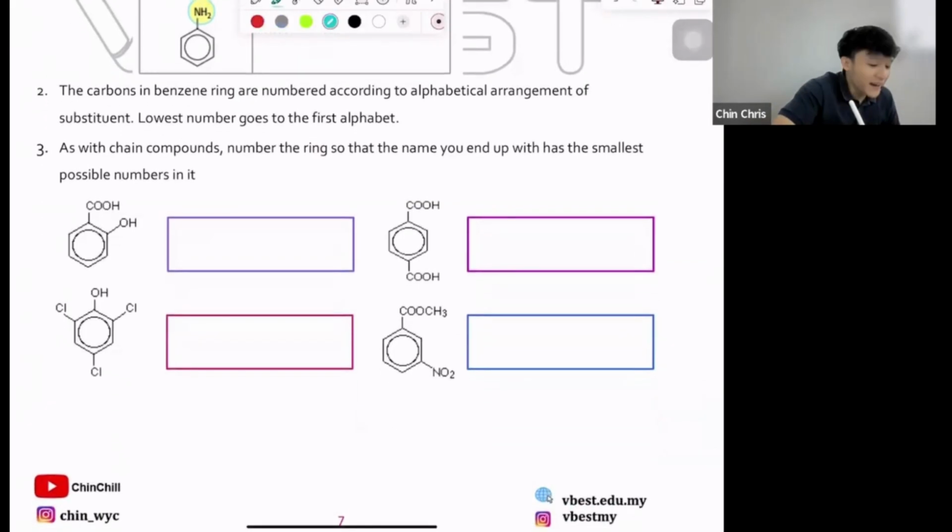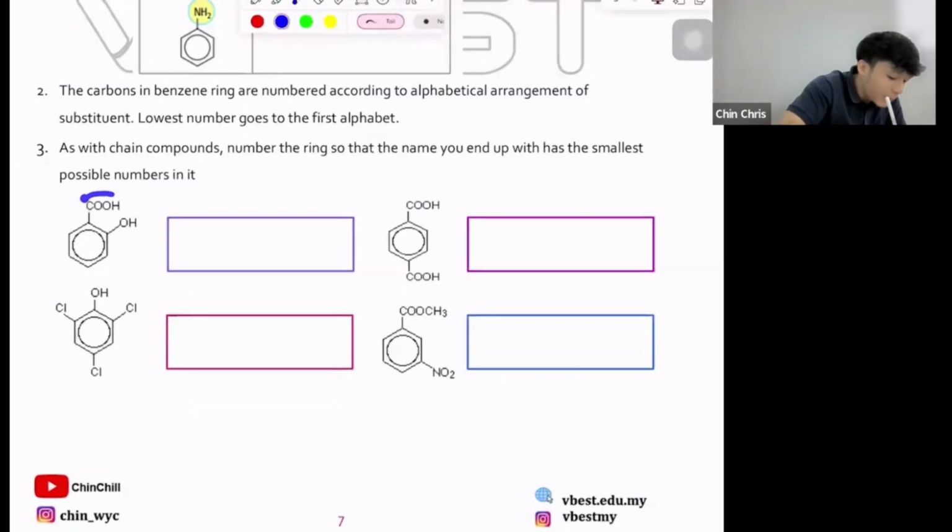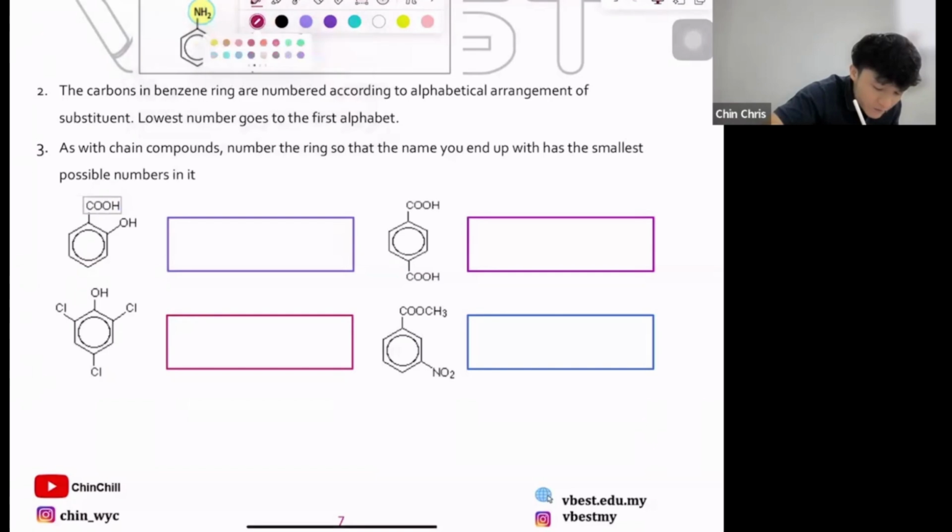Okay, so let's look at the different types of benzene compounds that we have and how to name them. When you see a carboxylic acid, guys, you must name it as a benzoic acid. So this is the main functional group that we are looking at. Okay, so this is definitely a benzoic acid.